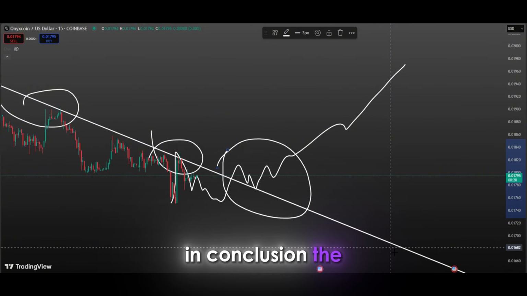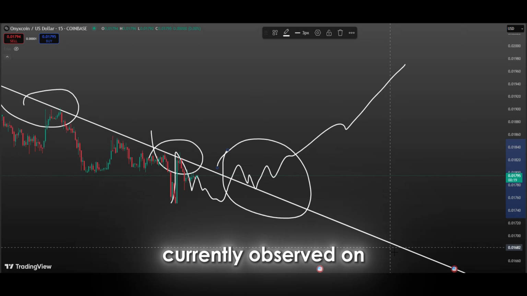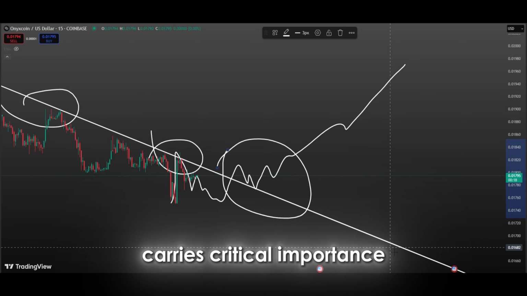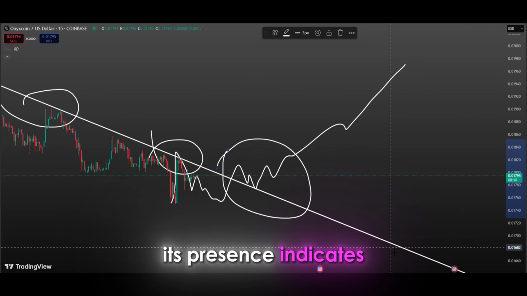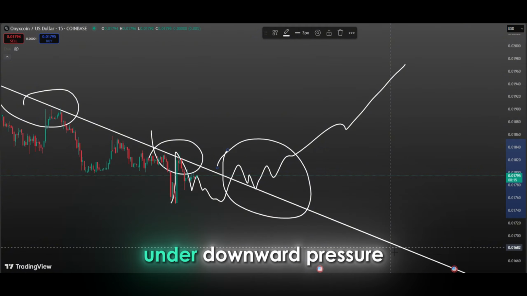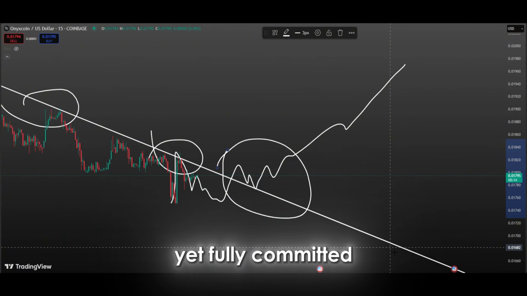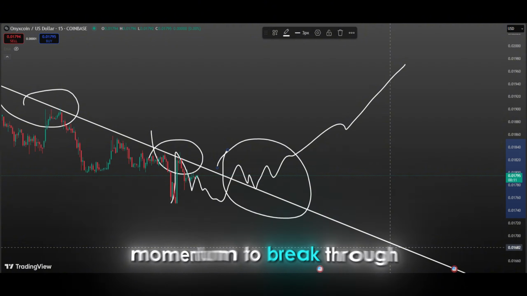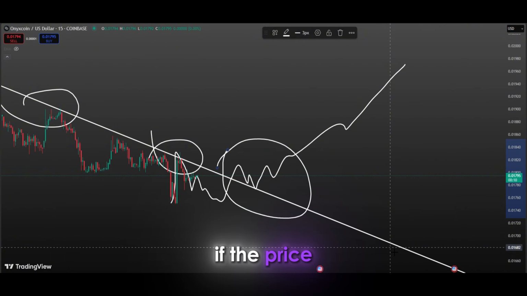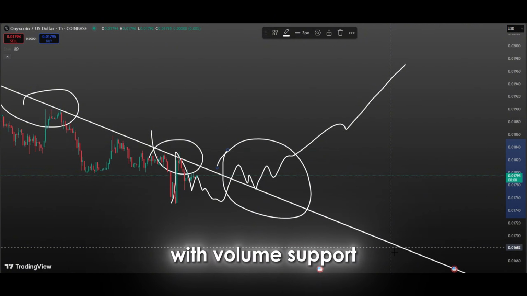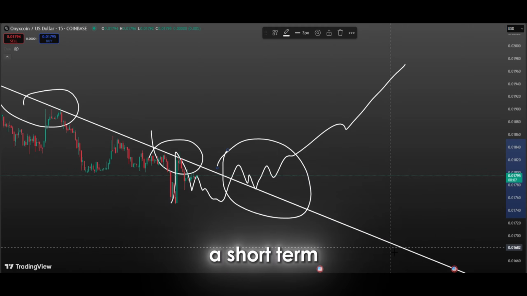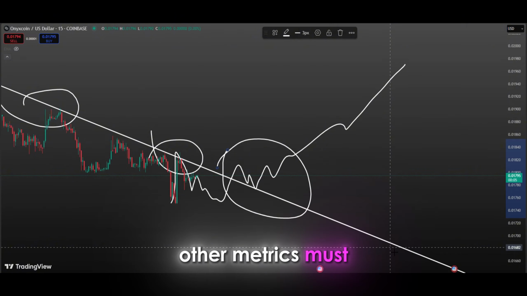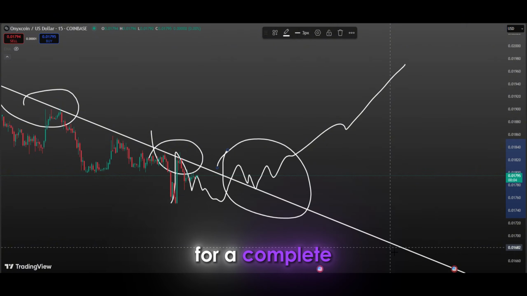In conclusion, the short-term descending trend line currently observed on the chart carries critical importance. Its presence indicates that the price remains under downward pressure and that investors have not yet fully committed to the buy side. However, the trend line is being tested more frequently, and the price appears to be building momentum to break through. If the price decisively breaks this trend line with volume support, it may mark the beginning of a short-term upward move. But we must look beyond just trends. Other metrics must also be considered for a complete analysis.